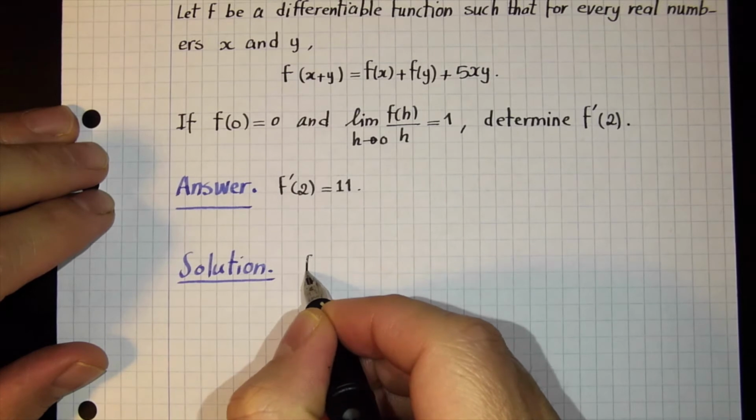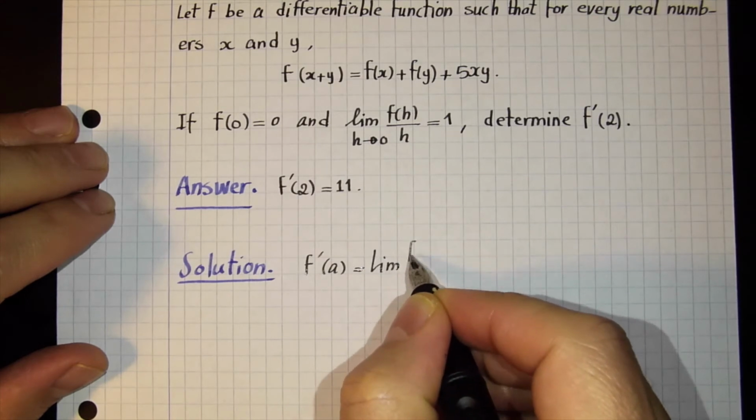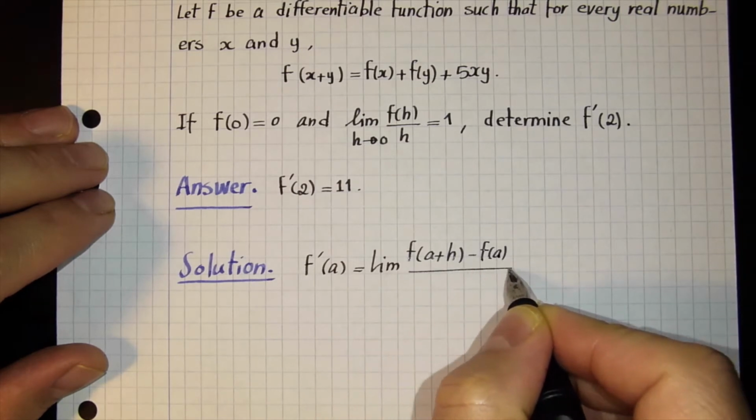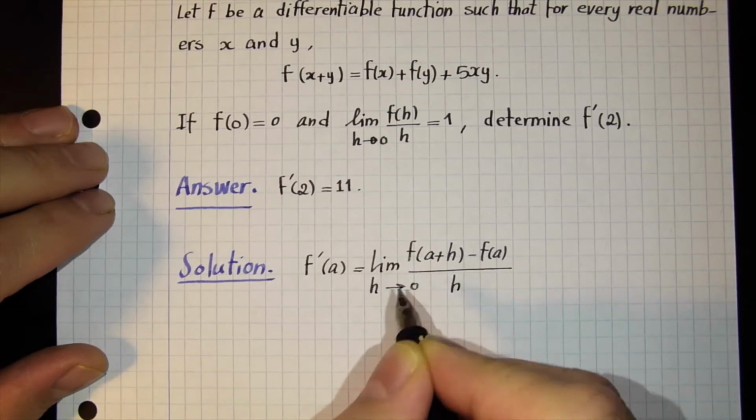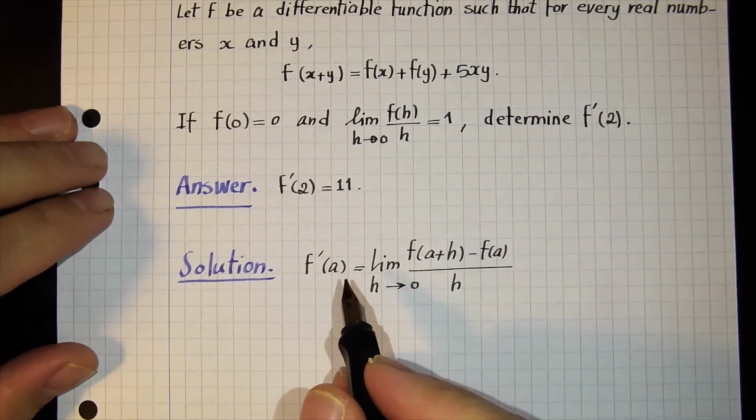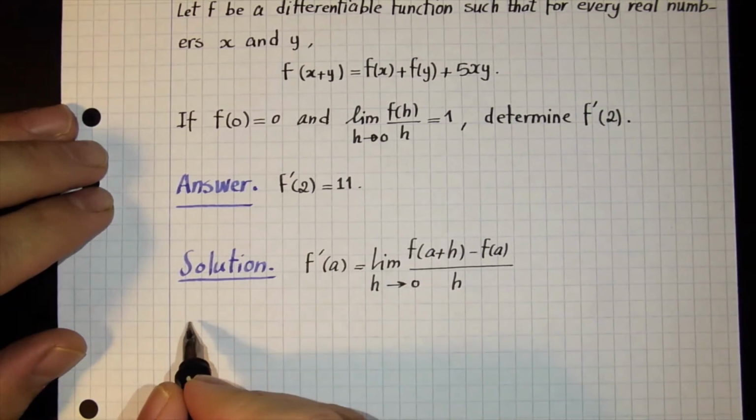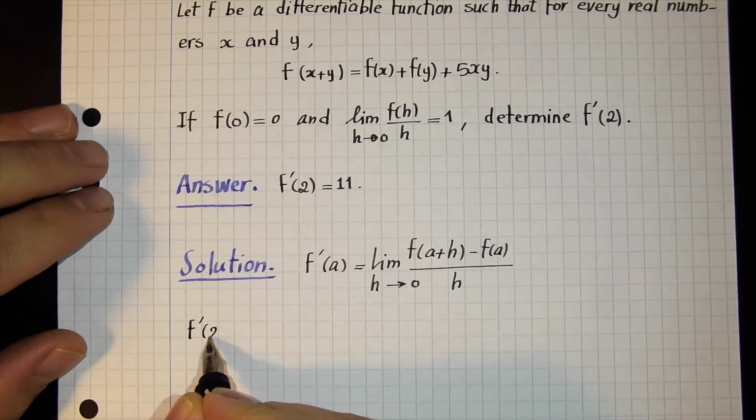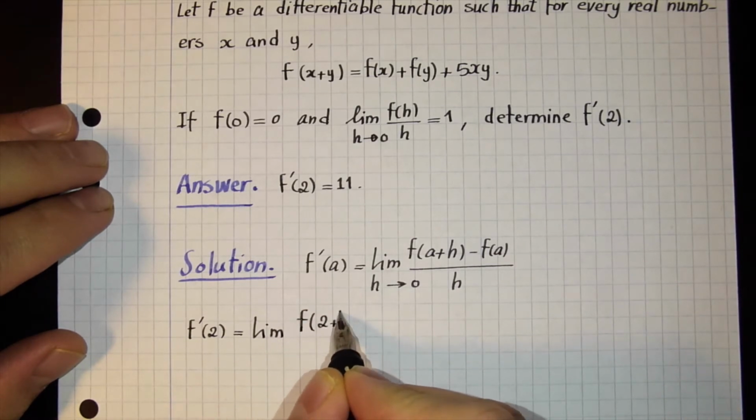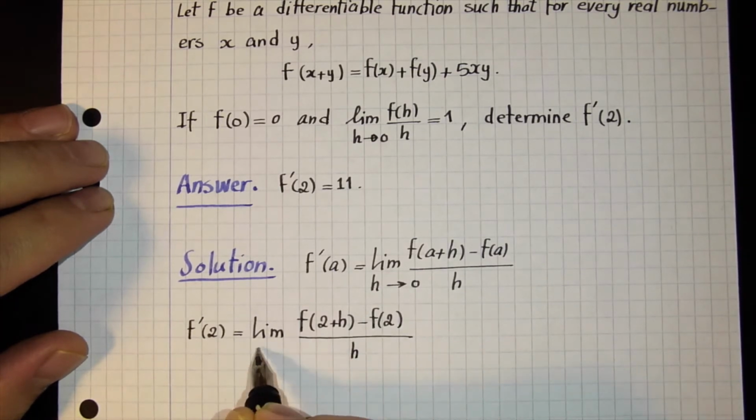So you know that f prime at a number a is defined to be the limit of f of a plus h minus f of a divided by h when h goes to 0. This is the definition, yes? Now here you're supposed to calculate f prime of 2, so it means that in this formula you will replace a with 2. Okay, so then you will get f prime of 2 is equal to the limit of f of 2 plus h minus f of 2 divided by h as h goes to 0.